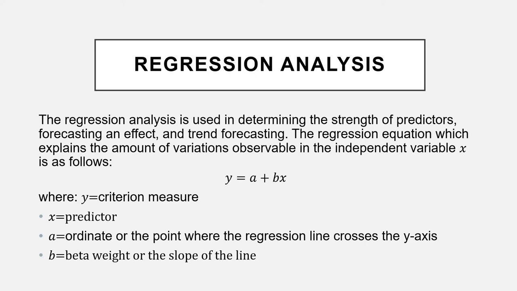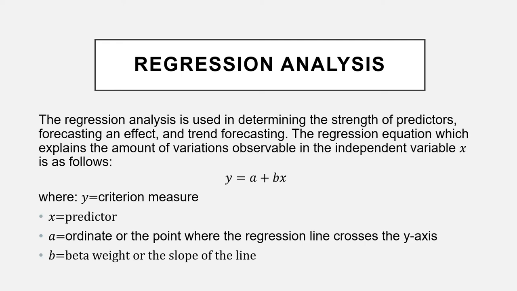So the regression equation explains the amount of variation observable in the independent variable x. So we have the independent variable x as follows. It's just a simple linear equation. That's why it's called linear regression. So y equals a plus b times x, where y is our criterion measure. So that would be the dependent variable.